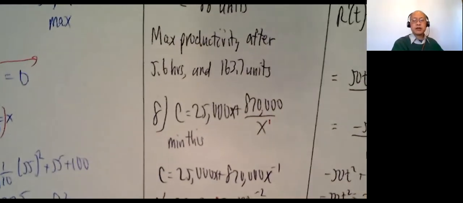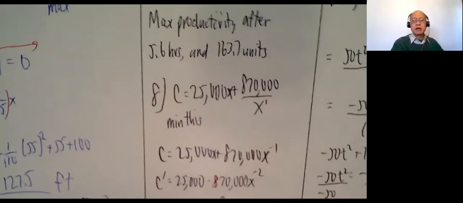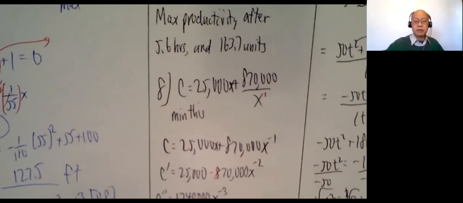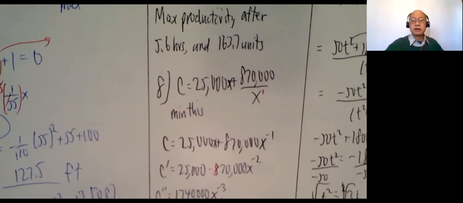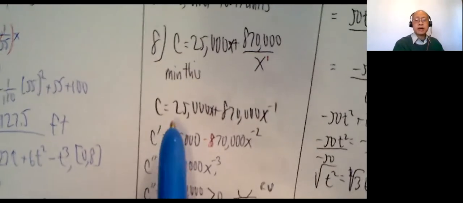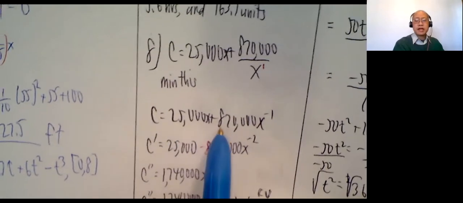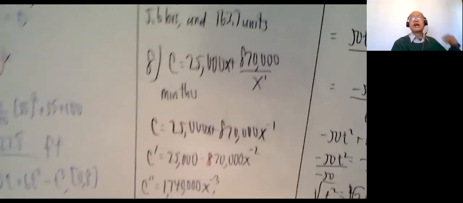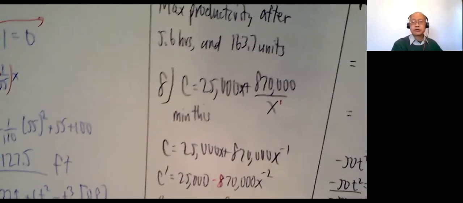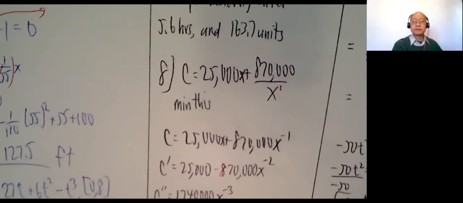All right, so the cost function is 25,000 x plus 870,000 divided by x. And I want to minimize that quantity, right? So let's write that as 25,000 x plus 870,000 x to the minus 1. Again, for this kind of a word problem, we only want positive quantities, right? There's no such thing as producing negative quantities.